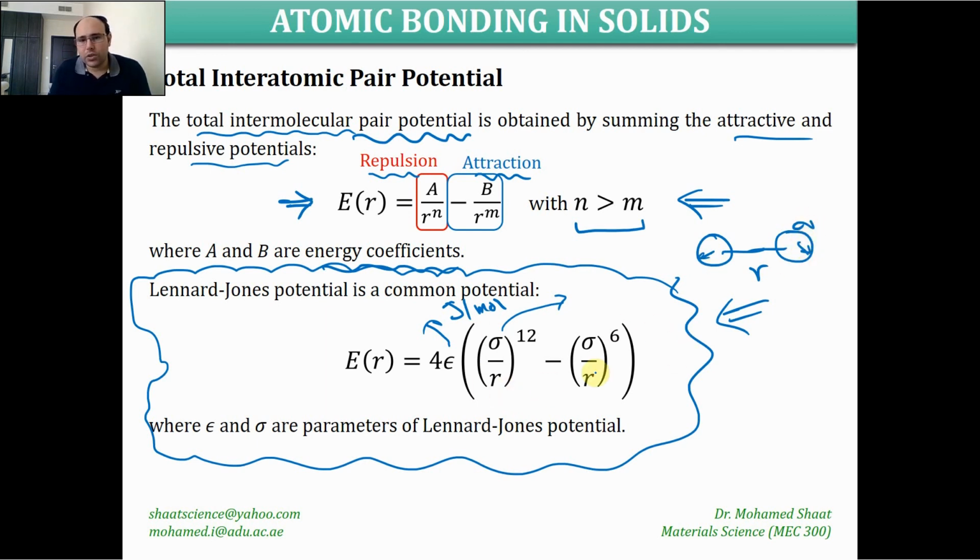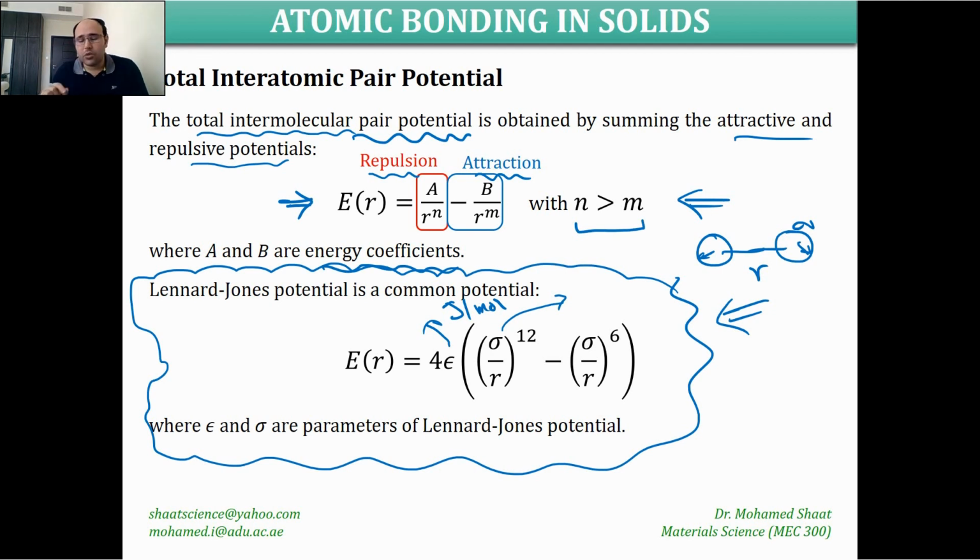If you compare this expression to the previous one, you're going to find that n will be 12 and m will be 6. That's why n should be bigger than m. This Lennard-Jones potential is very common because for many of the molecules that form most of the materials we deal with as engineers, the sum of the intermolecular interactions between them can be perfectly modeled by the Lennard-Jones potential with that form. So that's why it is very common.